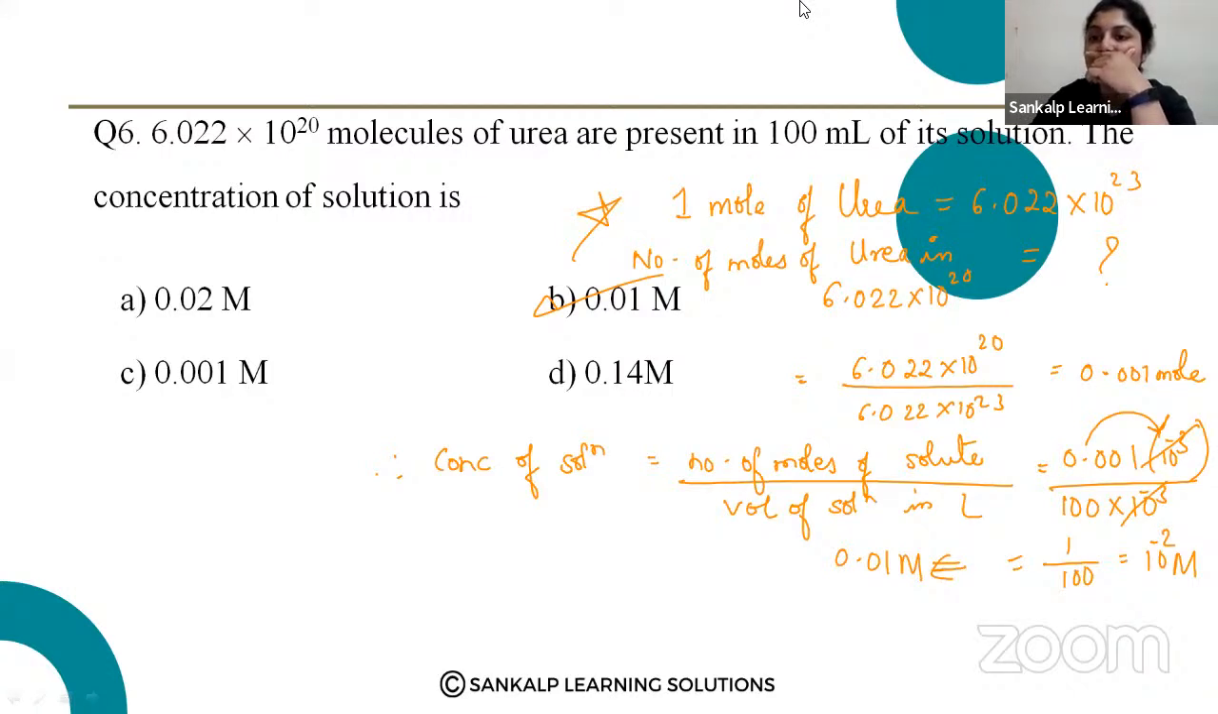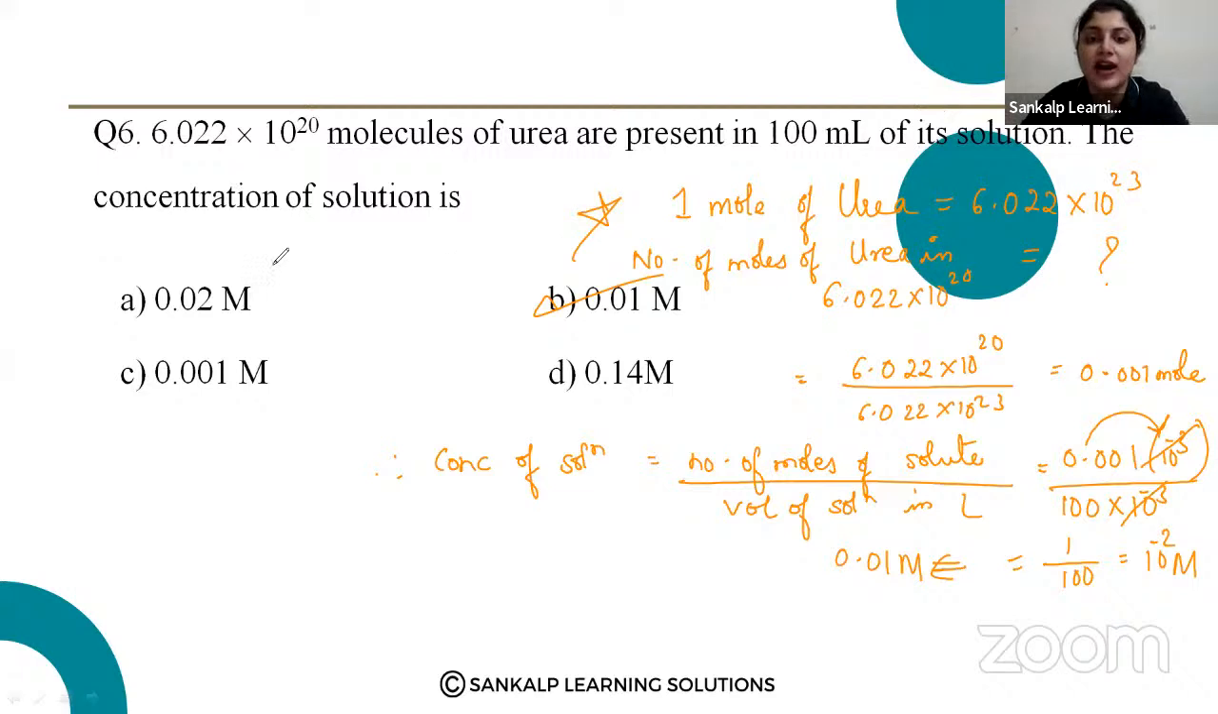Most of you have answered it as C. C is not the answer. It is 0.01, 10 raised to minus 2. In shifting the decimal, you might have made a mistake. So the answer comes to be 0.01 molar. These many molecules of urea present in 100 ml of solution, the concentration will be 0.01.